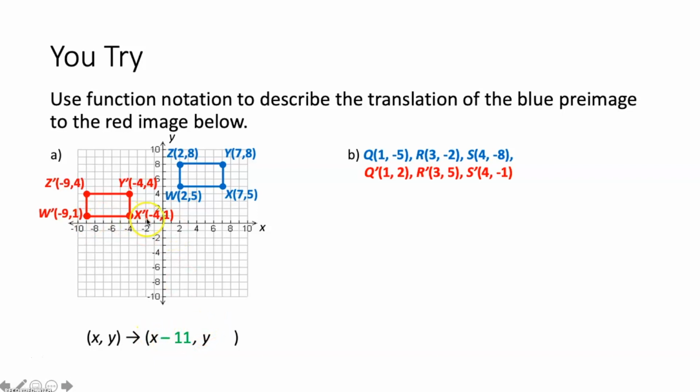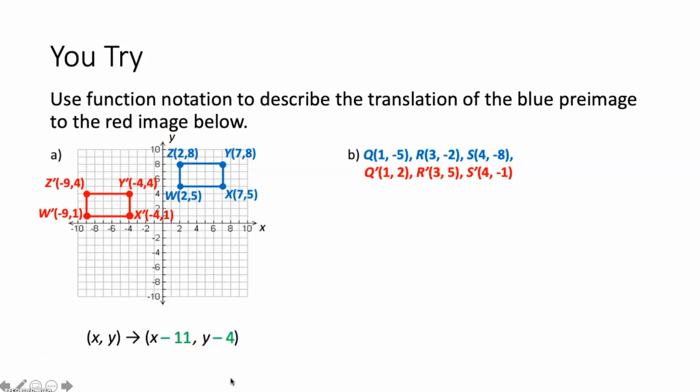What about the y coordinates? In W to W prime, I'm going from 5 to 1. So I'm subtracting 4. Going from X to X prime, I'm subtracting 4. Going from Y to Y prime, I go from 8 to 4. I'm subtracting 4 again. And then Z to Z prime, I'm going from 8 to 4 again. I subtract 4. So it should be y minus 4 here.